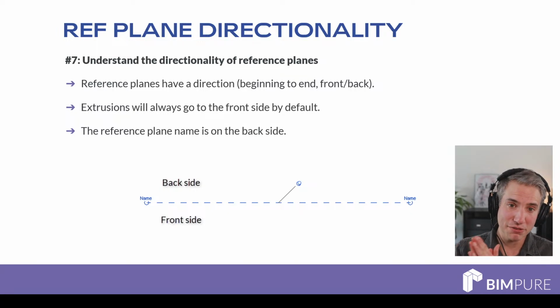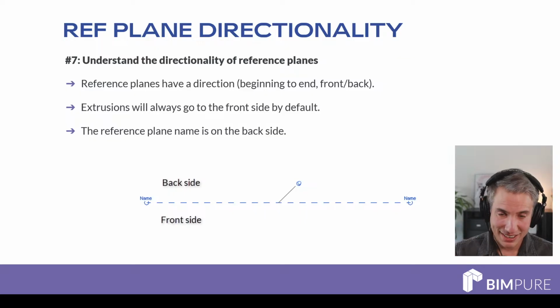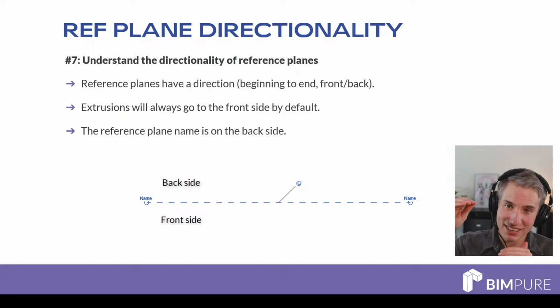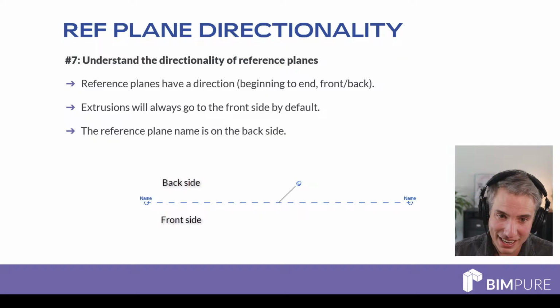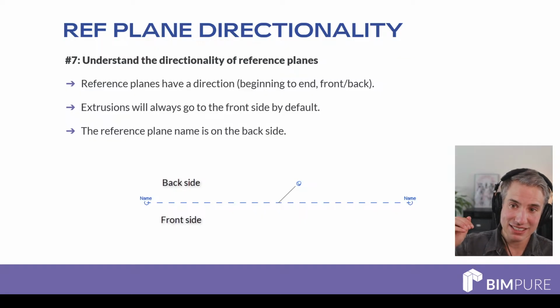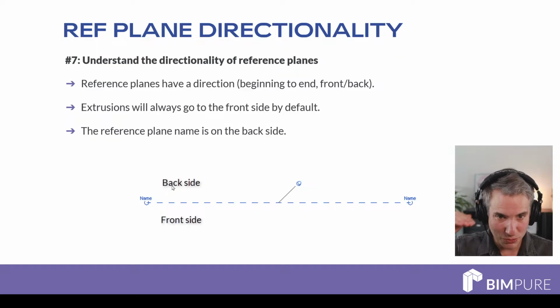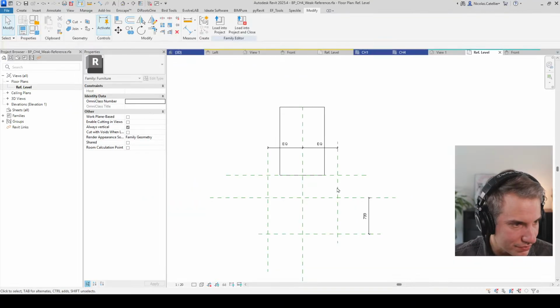It turns out that reference planes have a directionality. So they have a beginning and an end, and a front side and a back side. So if you're wondering what the front side and the back side are, the back side is always where the name text of the reference plane is. You can see here, it's in the back. So we know it's the back side, right?